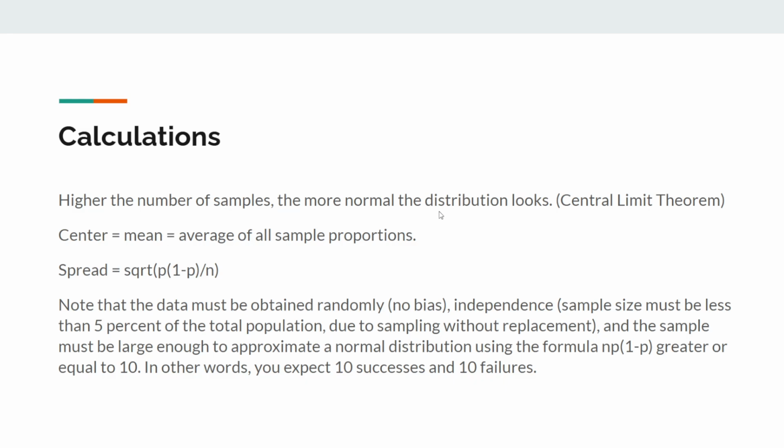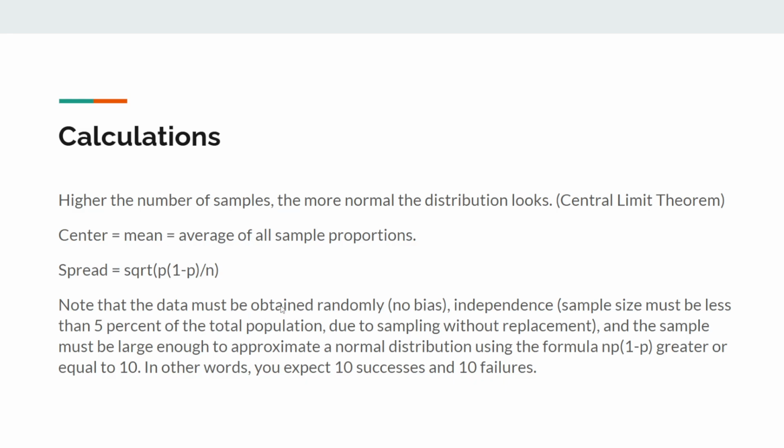But the center equals the mean, which is the average of all sample proportions, and the spread is equal to the square root of the proportion times the complement of the proportion divided by the sample size, which I think was calculated using variance as well. But note that the data must be obtained randomly.